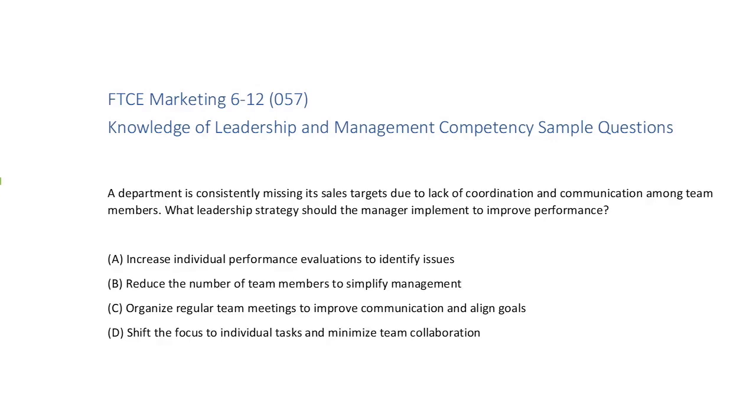Keywords within this question are missing its sales targets due to the fact that the team members are not coordinating and communicating amongst themselves. So what leadership strategy should we implement? Well, organizing regular team meetings helps improve communication and ensure that all team members are aligned with the department's goals. Effective communication and coordination are crucial for addressing performance issues and ensuring that everyone is working towards common objectives. Increasing evaluations, reducing team members, and shifting focus to individual tasks is not effective when trying to encourage coordination and communication between team members. Therefore, C is the only logical answer. Organize regular team meetings to improve communication and align goals.